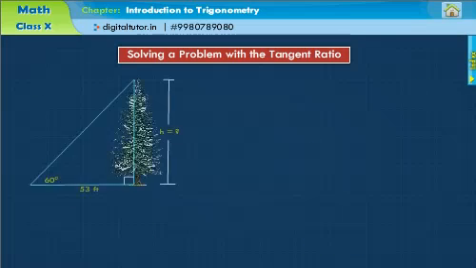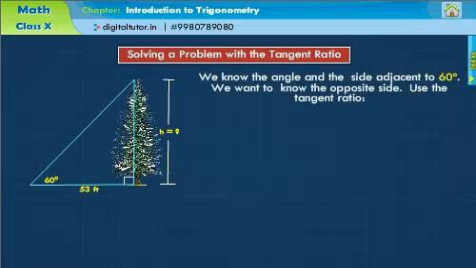Solving a problem with the tangent ratio. We know the angle and the side adjacent to 60 degrees. We want to know the opposite side. Use the tangent ratio. Let's observe the following.